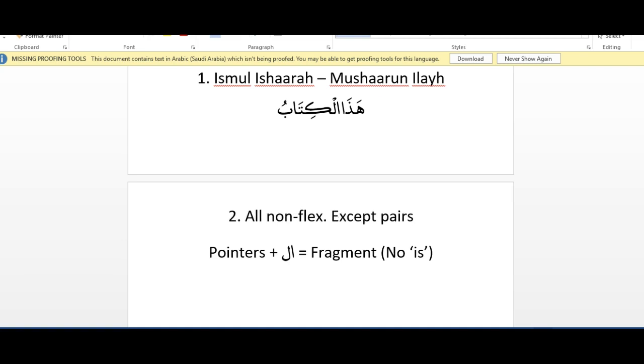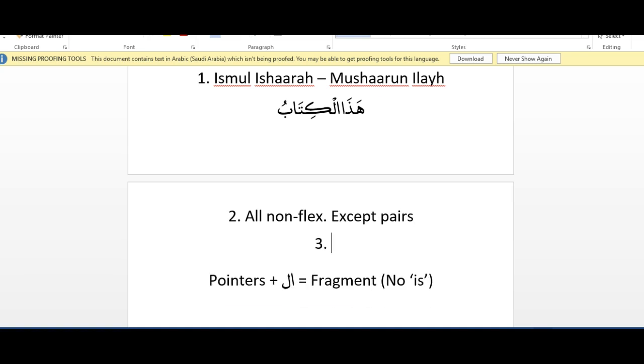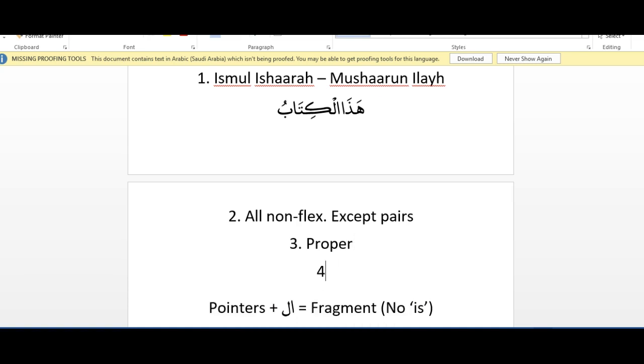Okay, so that's another observation that we made. Point number three is that all of these are proper. If you remember the list of 7 types of proper, pointers are amongst that list, along with pronouns, etc. Another point which I mentioned at the beginning is that with pointers you can either have a fragment or a sentence. Sentences we're going to look at later, as I mentioned. Fragment is, remember, pointer plus al equals a fragment.